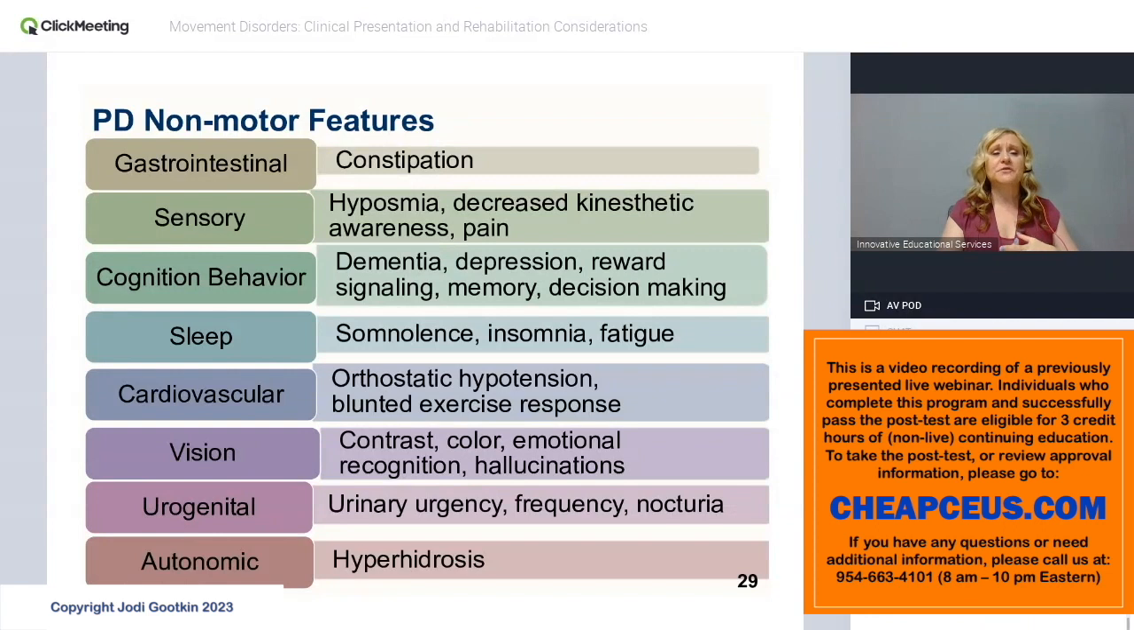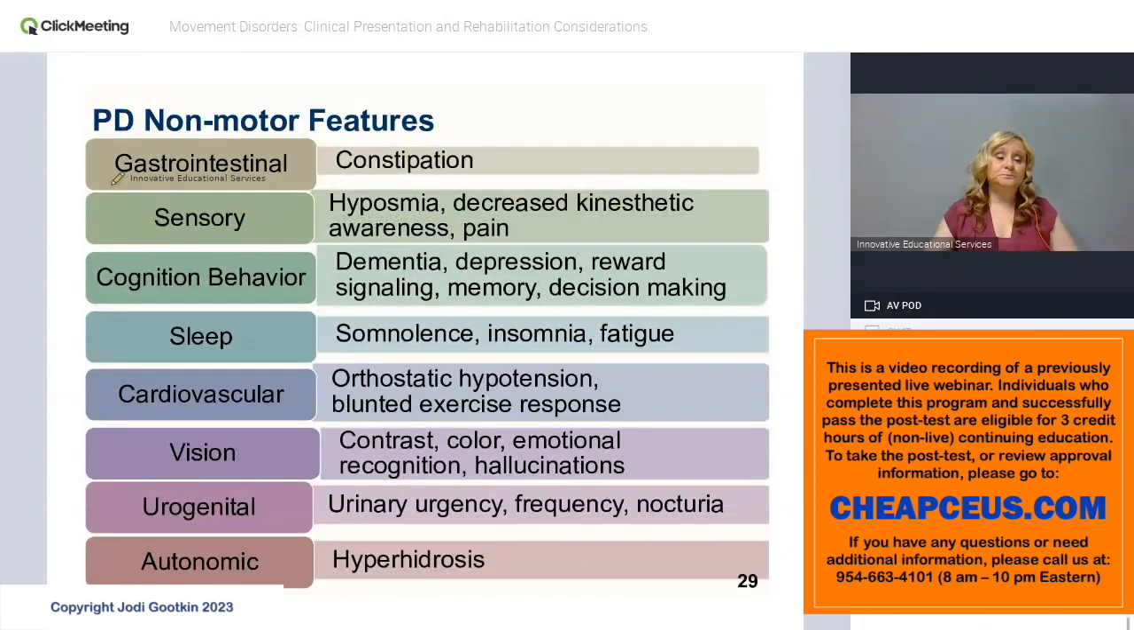Additionally, what we're monitoring for patients are those non-motor features, which are just as important to be aware of because they impact the motor function we're working on. And if we look at the whole patient to look at our goal setting and enhance their quality of life and their performance, we need to consider these other areas.